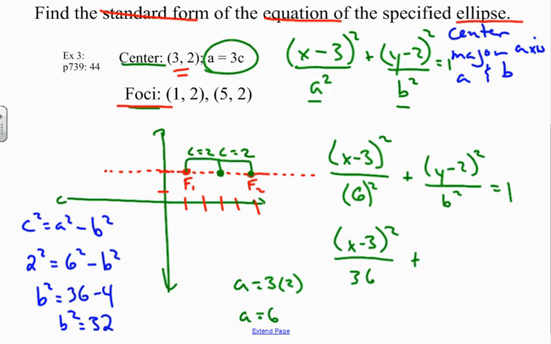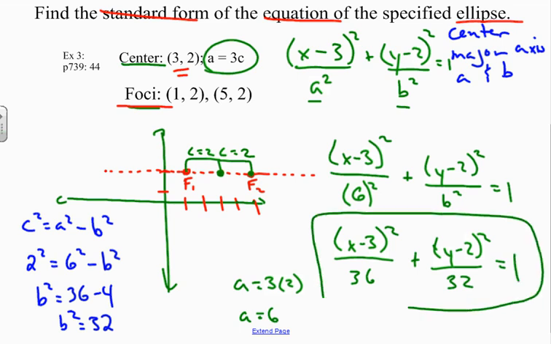x minus 3 squared over 36, plus y minus 2 squared over 32, equals 1, and that's the equation of this particular ellipse with the given information. So that's another way of finding the standard form of the equation of an ellipse, given the center, some other instructions, and the foci. Once again, find the center first, find the major axis, identify A and B, and use the information accordingly to help us solve it.